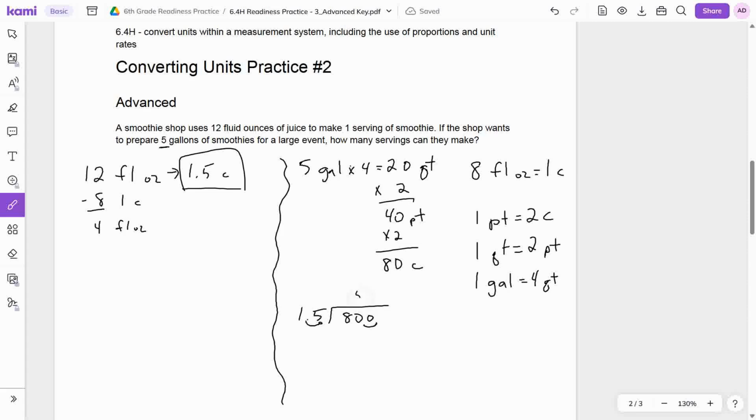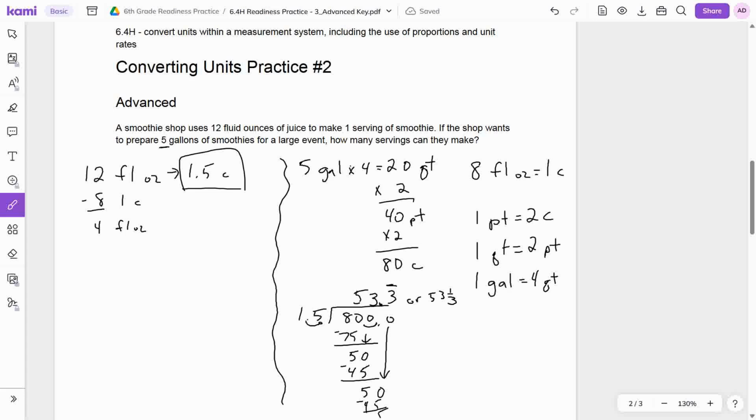15 goes into 80 5 times. That's 75. And that's going to be 5, and that's a 0. So that's going to be 3. That's 45. And that's going to be a 5. And look what's going to end up happening. It's going to be a 0. 45. We're going to have this endless set of 3s. 53.3 repeating, or 53 and 1/3.